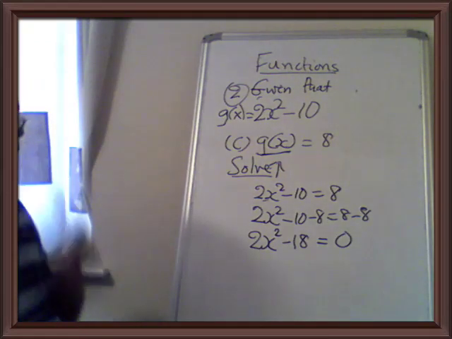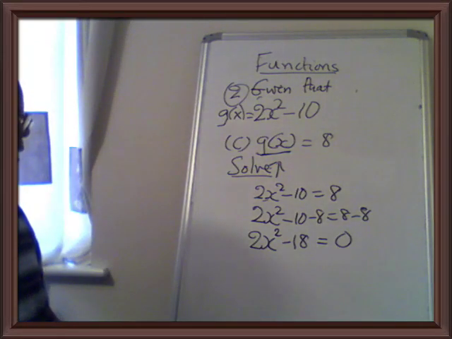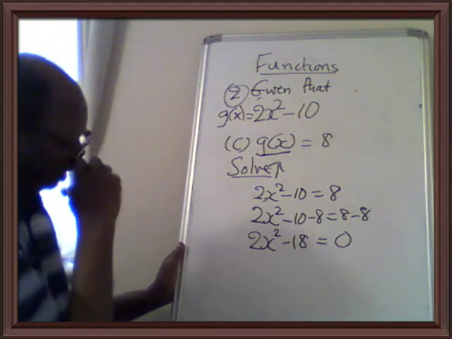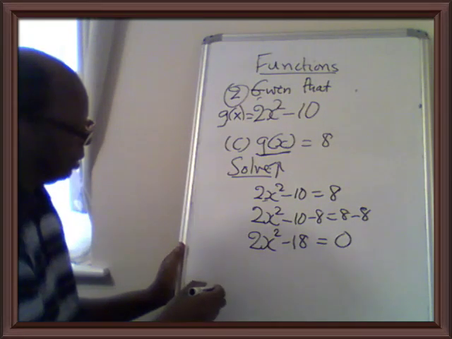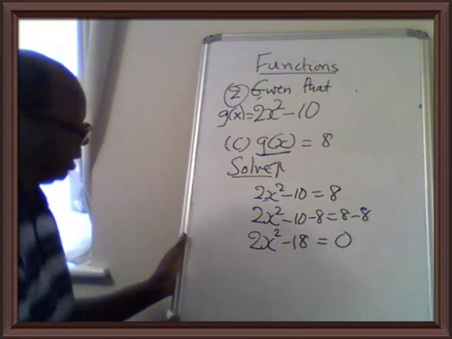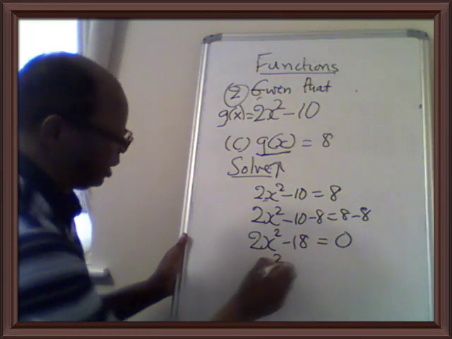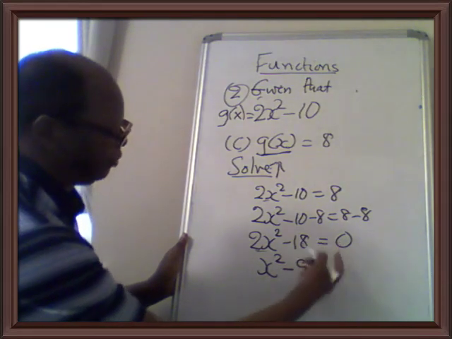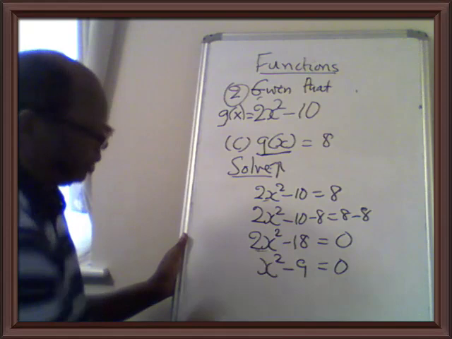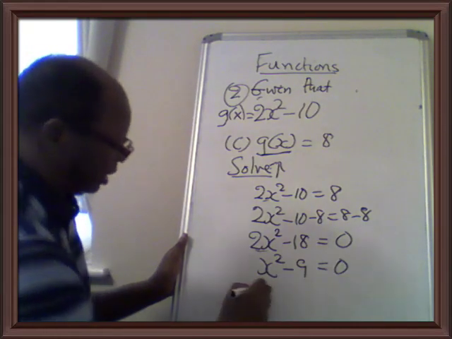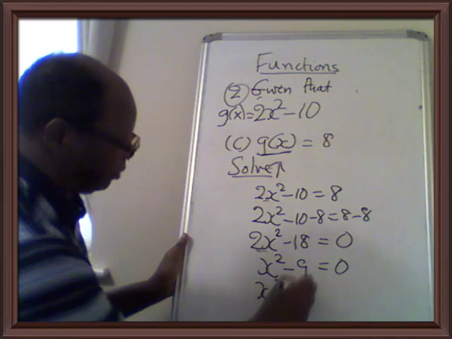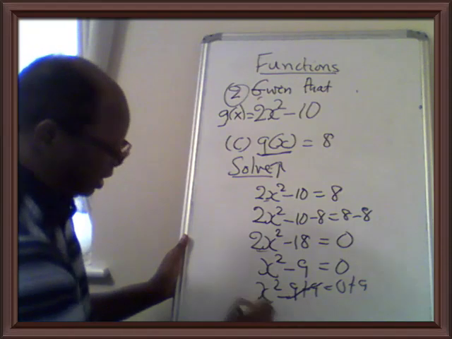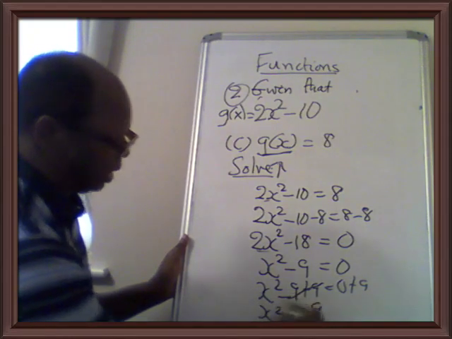Now what can we do here? I think we should actually put this on the other side because that will work better, because I can divide each of these by 2. So I'm going to have x squared, I've divided this by 2, minus 9 equals 0 divided by 2 is 0. 18 divided by 2 is 9. It's better to put it that side. So x squared minus 9 plus 9 equals 0 plus 9. These cancel, then I have x squared equals 9.